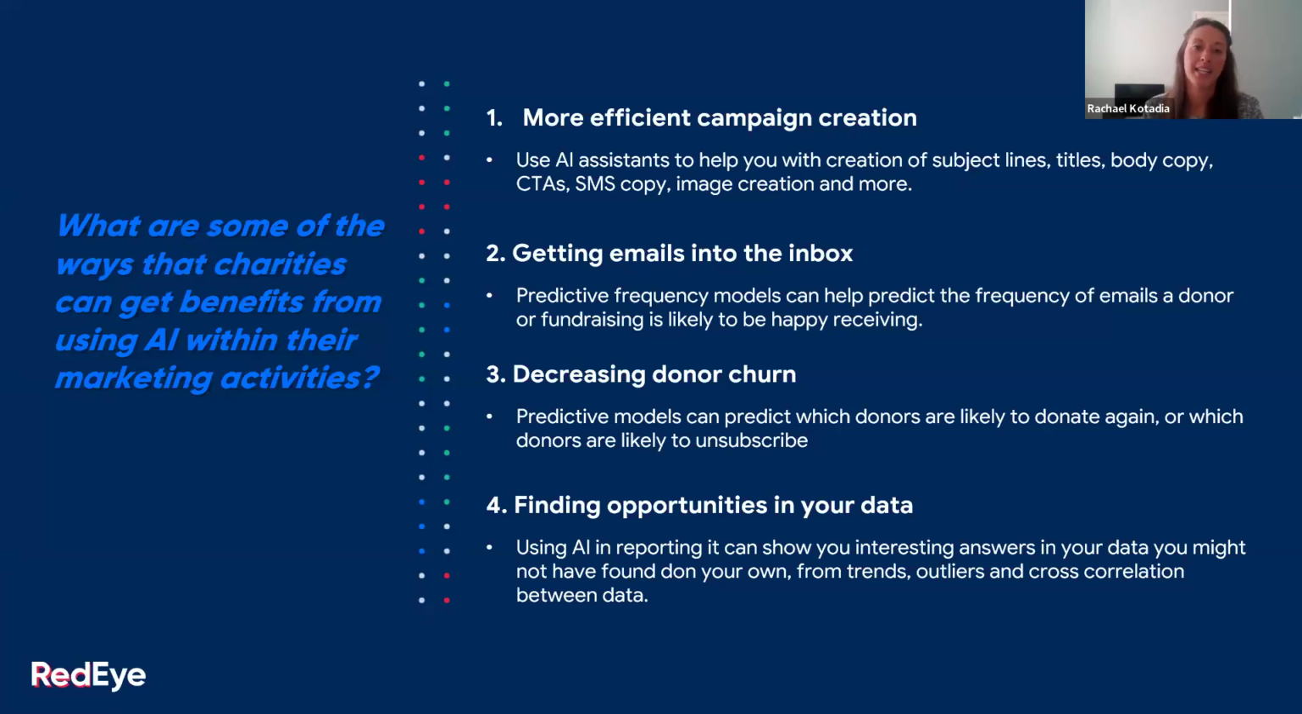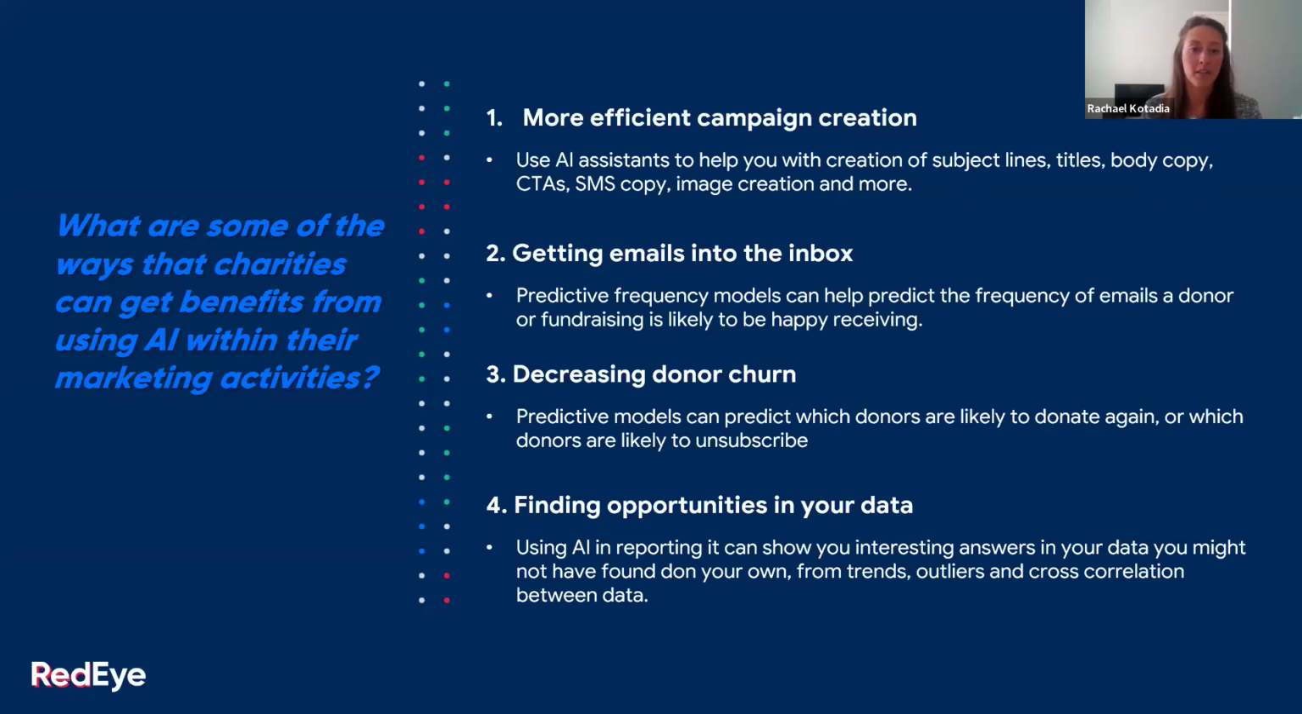The final point then is that AI can help you with finding opportunities in your data. As marketers, we look at reports and data a lot, but sometimes it's really difficult for us to spot trends, outliers, or even cross correlation between certain data points. This is where AI can help, because AI-based reporting will analyze all your data, look out for those interesting insights and share those with you.